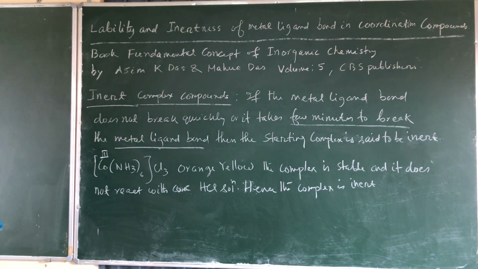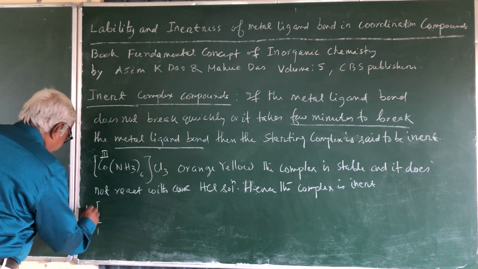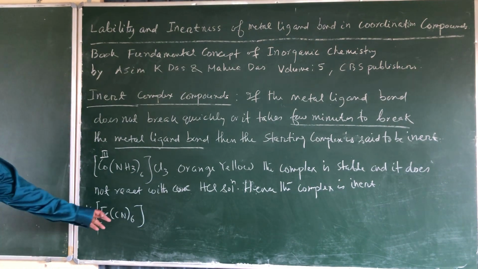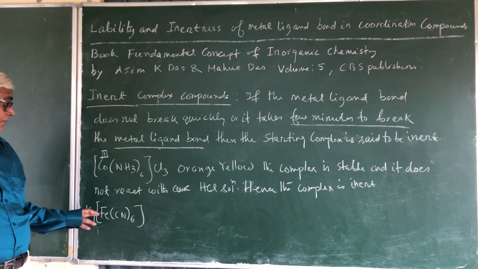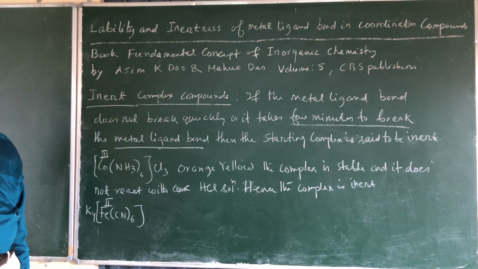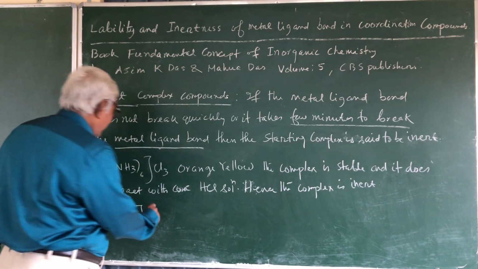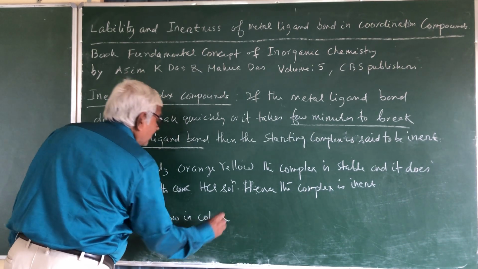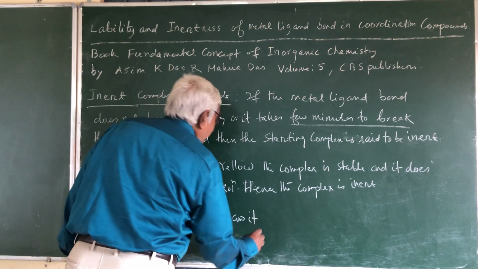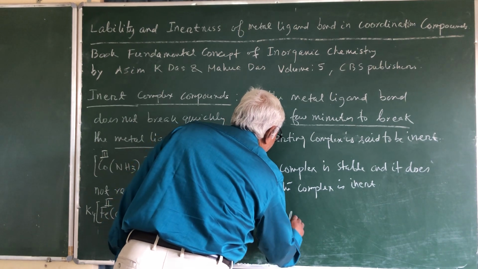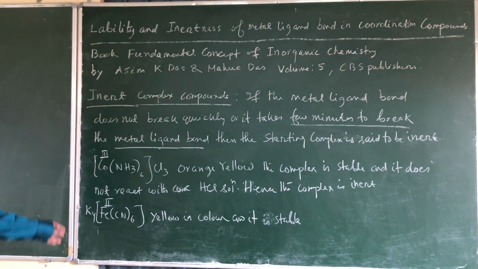Let us take an example of another complex. Most of you are aware of this complex: potassium hexacyanoferrate(II), or potassium ferrocyanide. This complex is yellow in color and stable. This complex is highly kinetically stable, does not react easily.